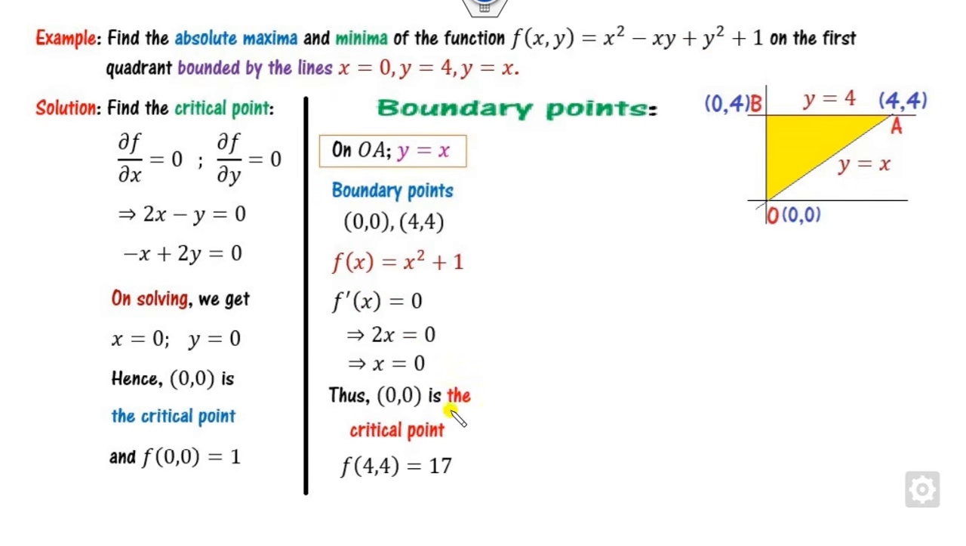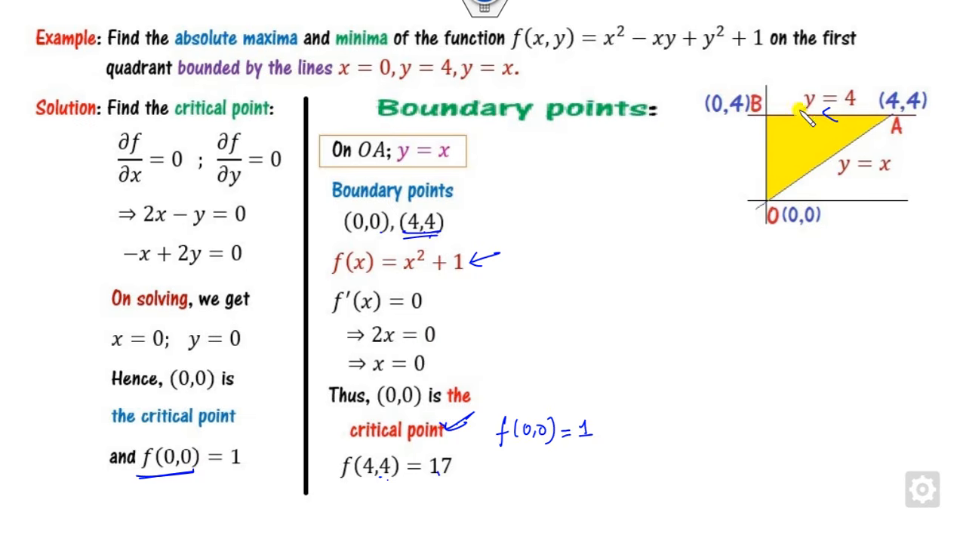So once you know (0, 0) is the critical point, you can substitute this value here. You will get the answer. So you have to find the value at (0, 0) or (4, 4), but because we already computed (0, 0), there is no need to compute again and again. But if you want to, you can compute this. The other point is my (4, 4). You can get it as 17.